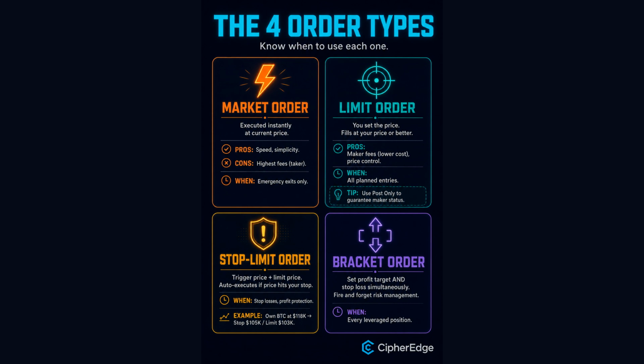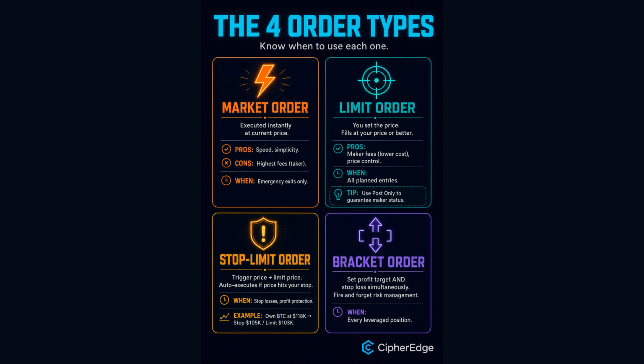The gap between the stop and the limit, that $2,000 buffer in this example, accounts for the fact that in a fast-moving market, you might not get filled at exactly your stop price. The limit gives you control over the worst price you'll accept.